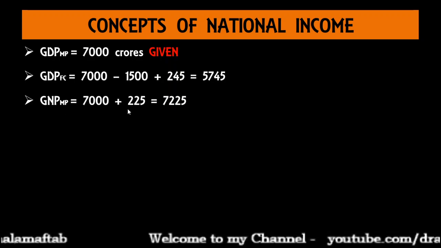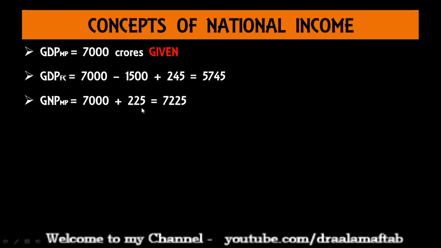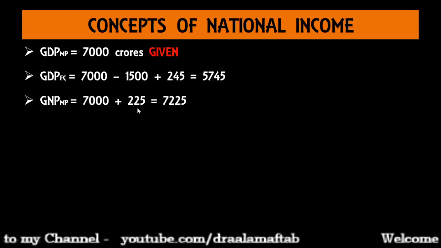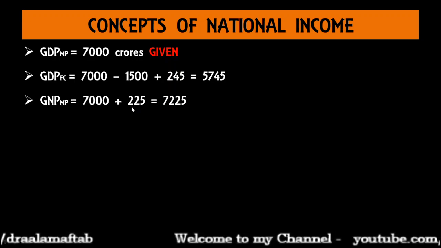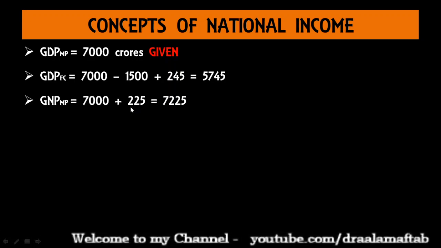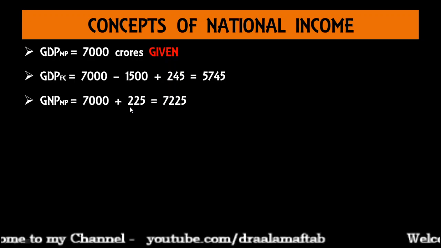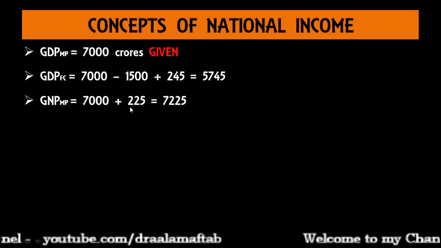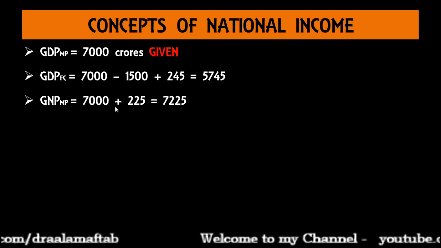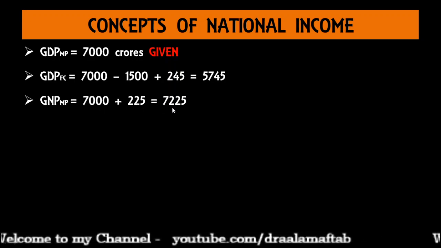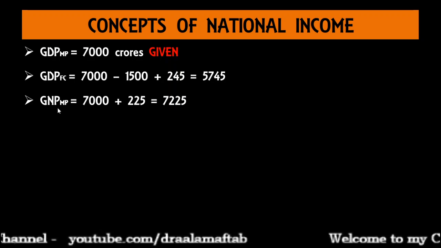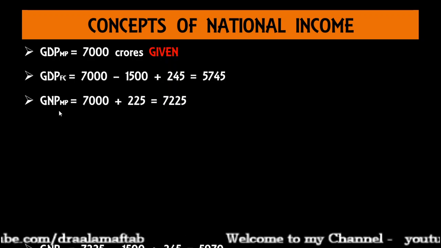You need to just add net factor income from abroad. So the receipt was 450 crore minus the payments, that is 225 crore. So the net factor income is 225 crore. So add this 225 and 7,000, you will get 7,225 crore as GNPMP.